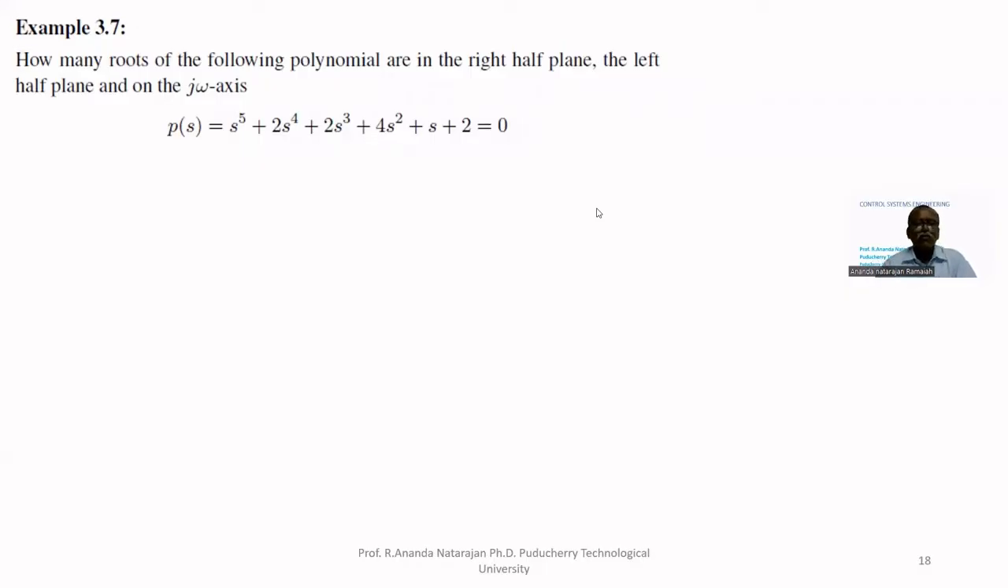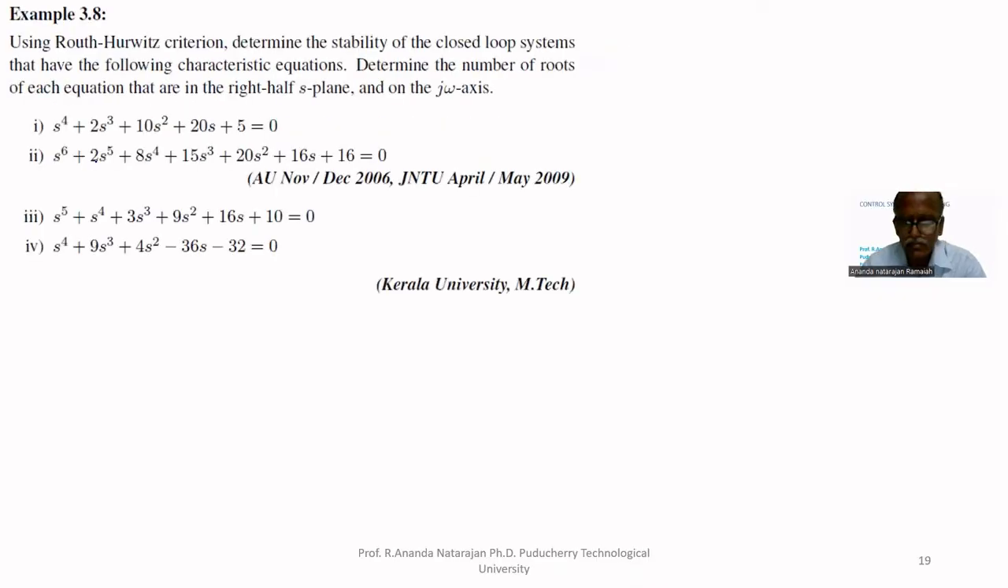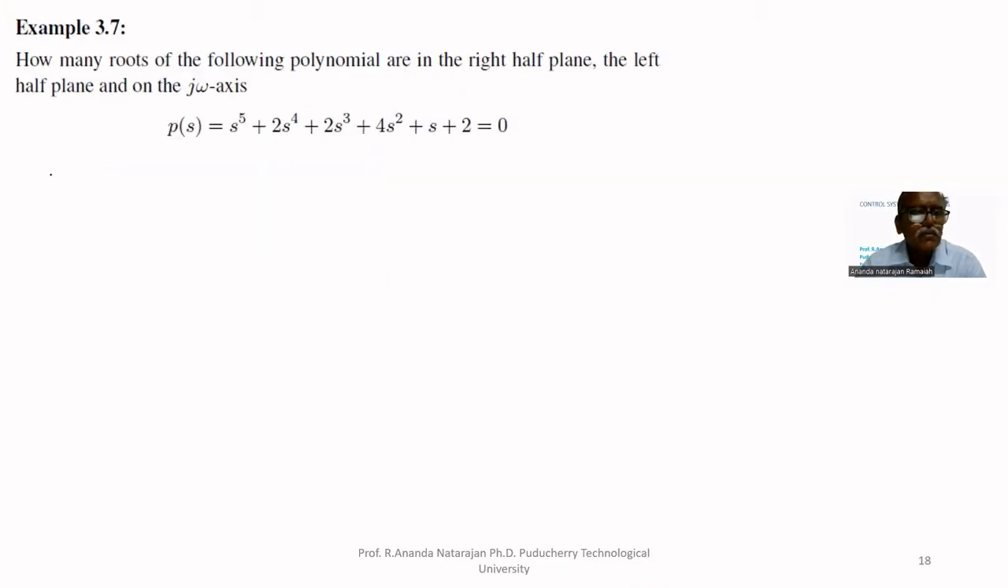How many roots of the following polynomial are in the right half of the plane, left half of the plane, and on the j omega axis? That we have to find. Let us find it by using the Routh array. S power 5, S power 4: 1, 2, 2, 4, 1, 2.